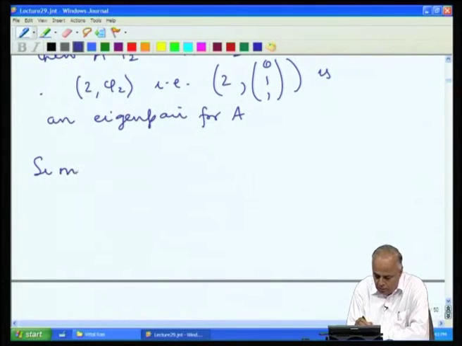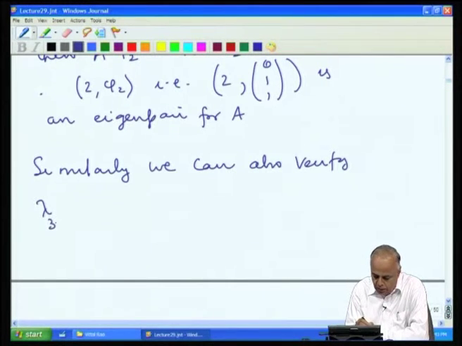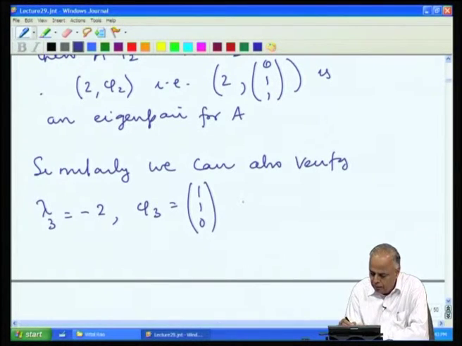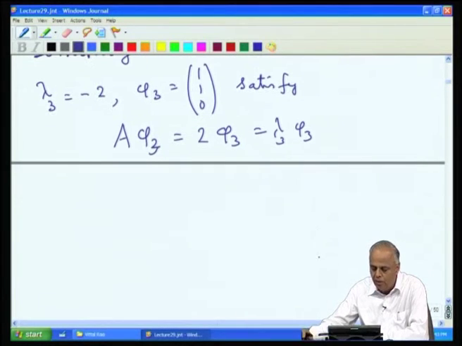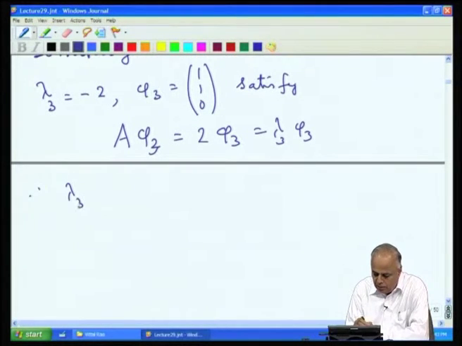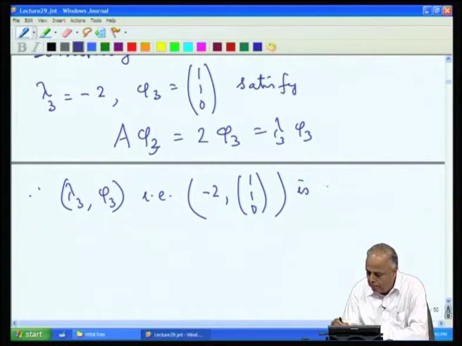Similarly, we can also verify one more eigenpair, lambda 3 equal to minus 2, phi 3 equal to 1 1 0, which satisfy A phi 3 equal to lambda 3 phi 3, and therefore, lambda 3 phi 3, that is minus 2 and 1 1 0, is also an eigenpair for A.